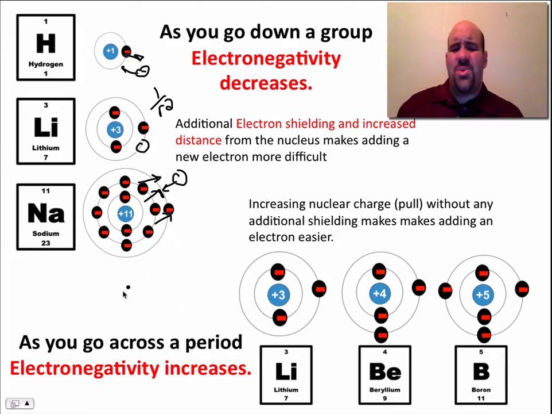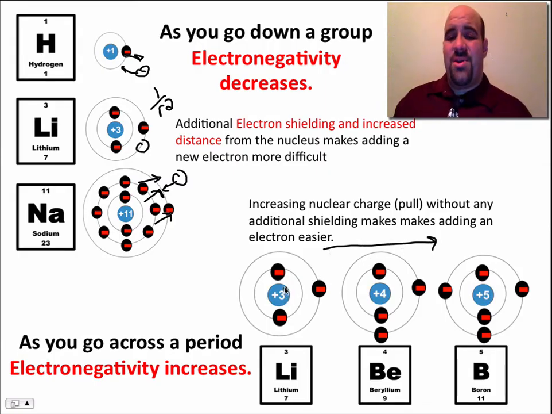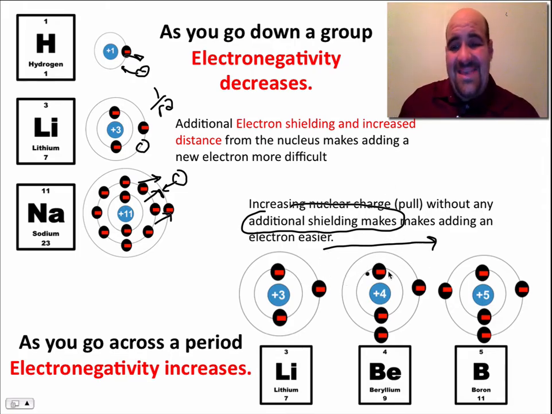Now what happens to electronegativity as you go across a period in the periodic table? Well, it's going to increase. Increasing nuclear charge. So the charge of the nucleus increases as we go across. There's more nuclear charge, a greater pull as you go across. But there isn't any additional electron shielding. So the nucleus is getting stronger and stronger, pulling more and more as you go across the periodic table. So it becomes easier to add an electron as you go over here.